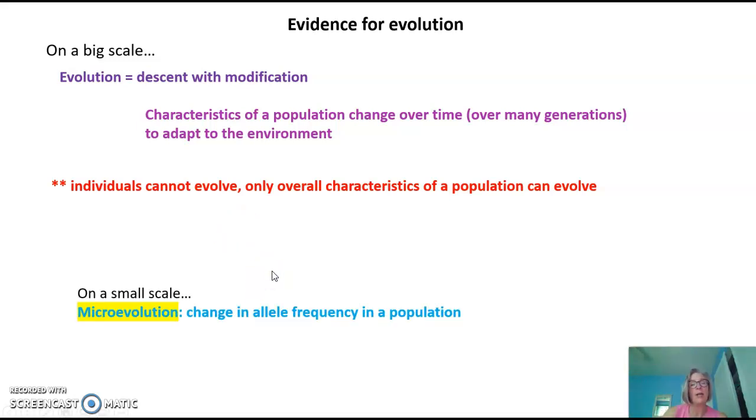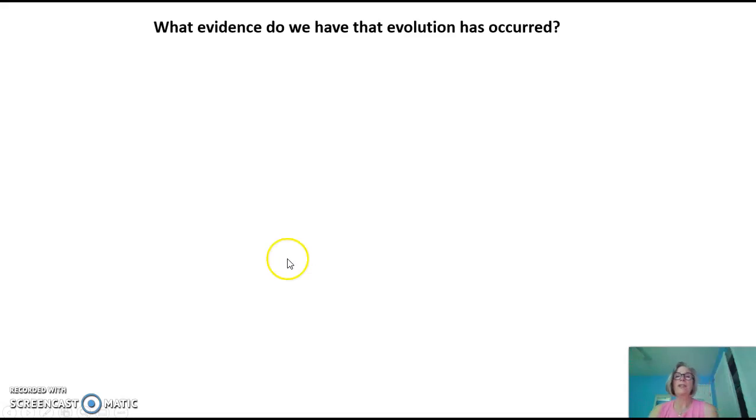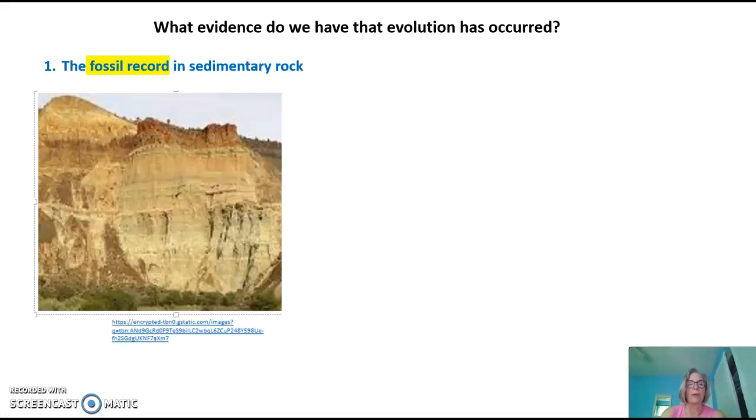On a small scale, microevolution is defined as a change in the allele frequency in a population. So what evidence do we have that evolution has occurred? First of all, we have the fossil record in sedimentary rock.